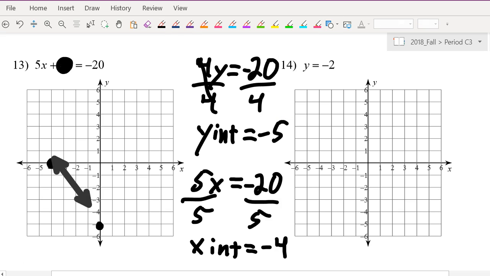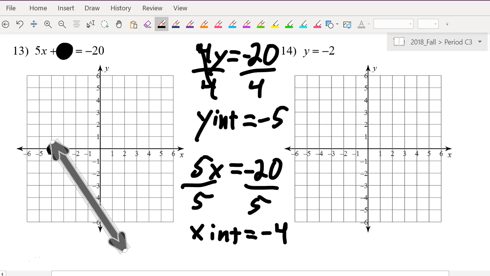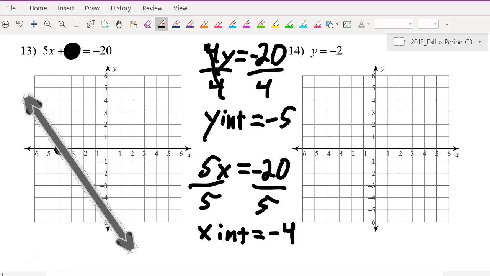Yep, to the left. And there is the line. Oh, I remember that song. Now we cannot check the slope. Why can't we check the slope, guys? Because we don't have a slope in this. This is not slope-intercept form. What form is this?